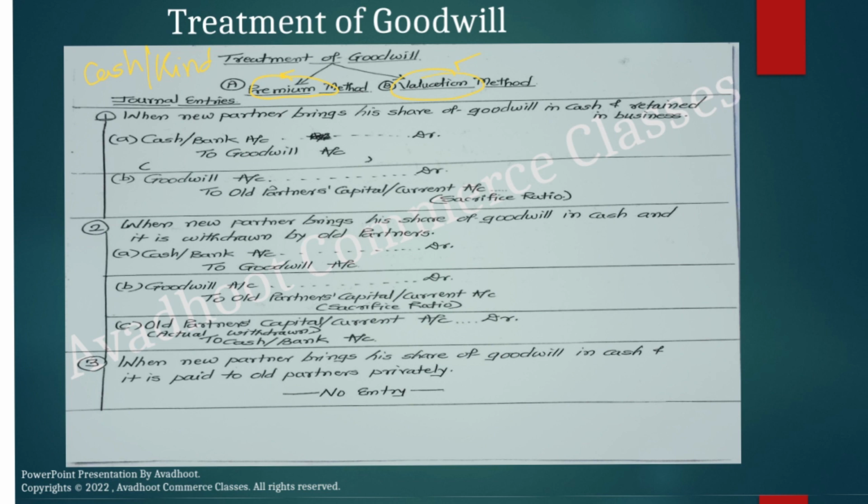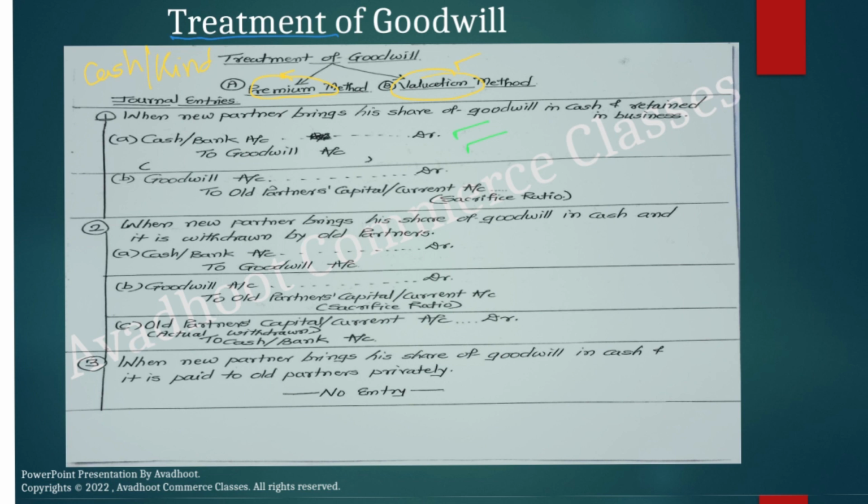Let's see that later. Now, whenever we consider treatment of goodwill, the word treatment considers how it is accounted for. Whenever the new partner brings the amount of goodwill in cash, am I right? Your entry will be cash or bank account debit to goodwill account. What is the entry?